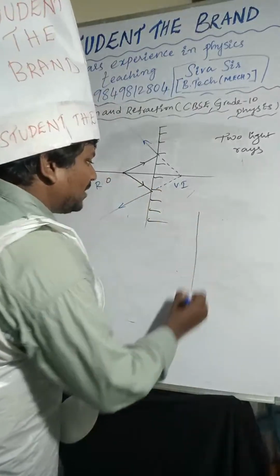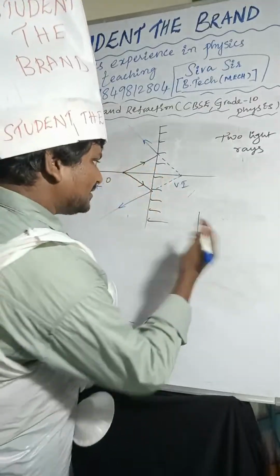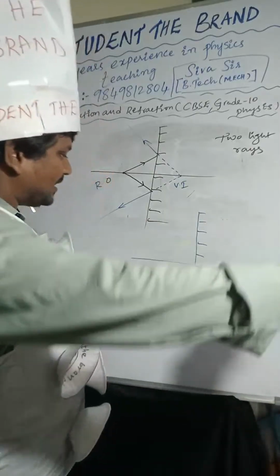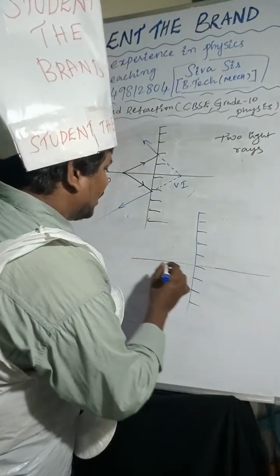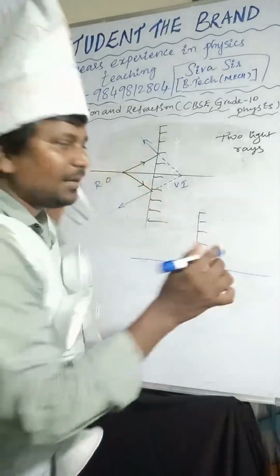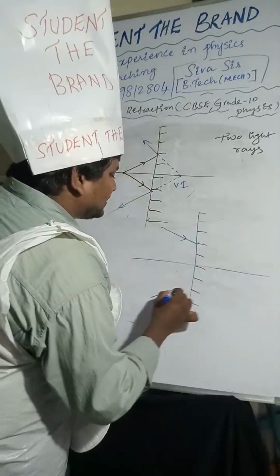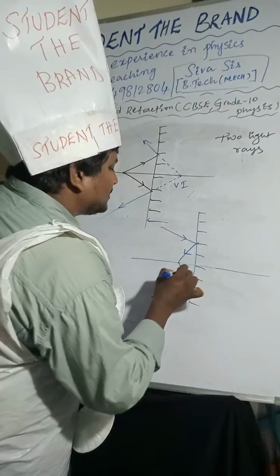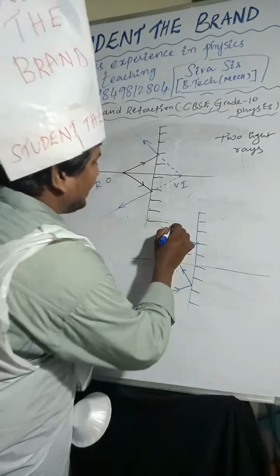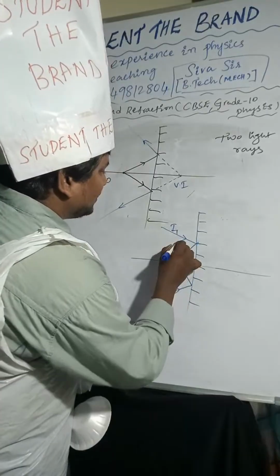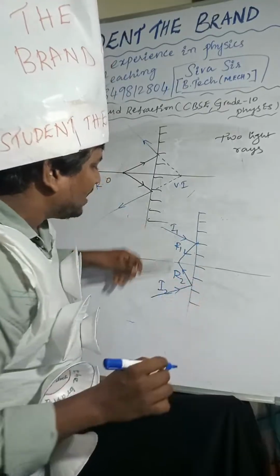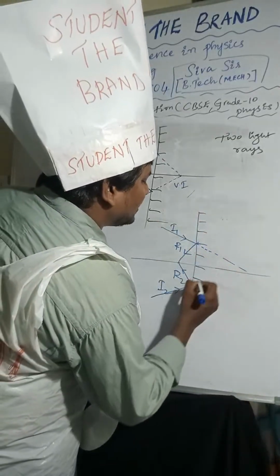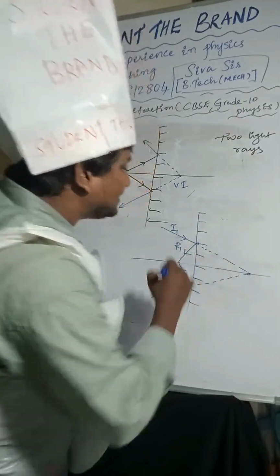Are you listening or not? I am taking the mirror. This is the mirror, and I am taking the principal axis here. The light rays are coming from certain points. I am taking light rays like this. Light rays are coming from the object. After reflection, the light rays are meeting at one point. These are the incident light rays I1, I2, and these are R1, R2. We are extending those light rays, and they meet at one point.